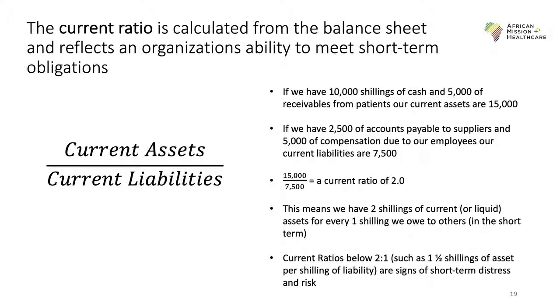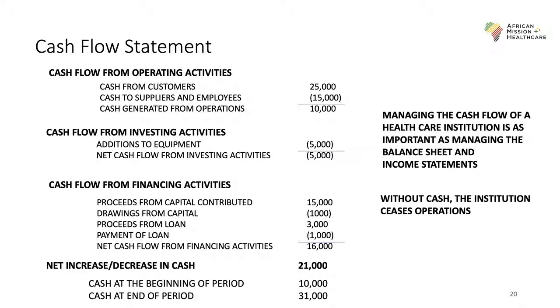And therefore, our current ratio of current assets to current liabilities is 2-to-1. This means we have 2 shillings of current assets for every 1 shilling we owe others in the short term. So current ratios below 2-to-1 are signs of short-term distress and risk in an institution. So don't panic if that current ratio for your institution is below 2-to-1. Perhaps that's historically been a situation that you found a way to survive around. But these ratios can be quite useful in very quickly understanding the health of an institution.